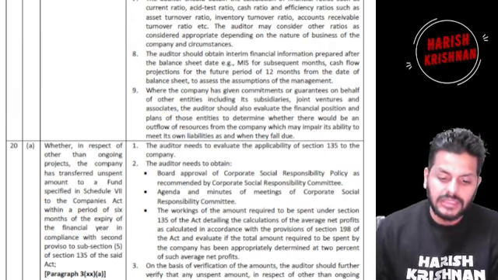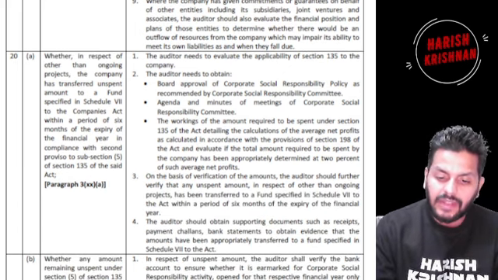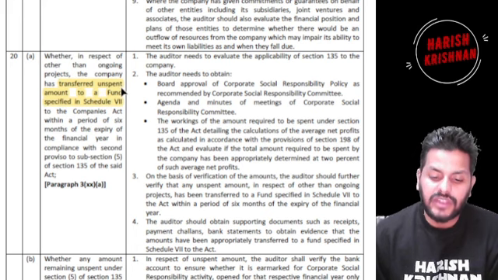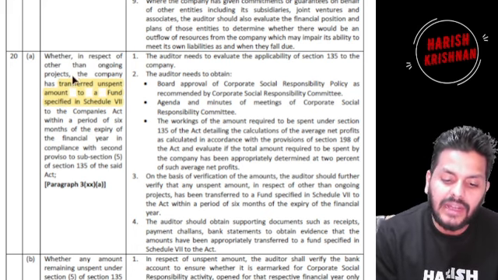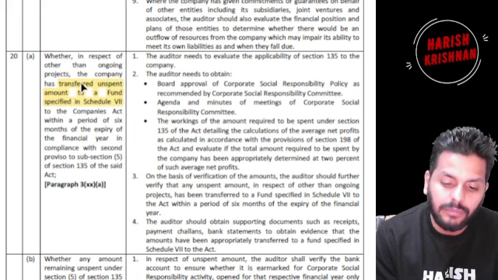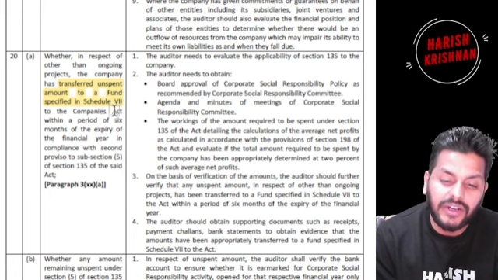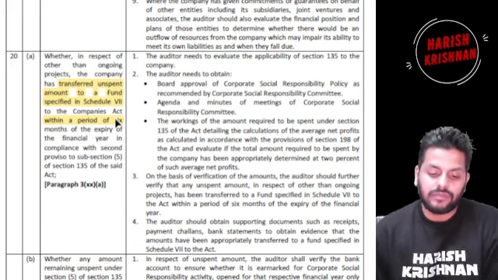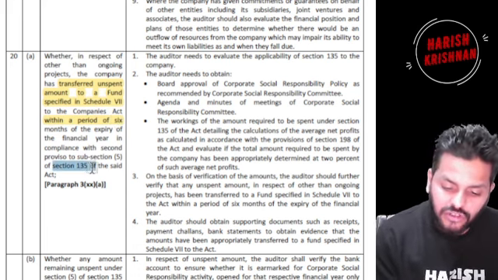Then clause number 20: whether in respect of other than ongoing projects, the company has transferred unspent amount to a fund specified in Schedule 7. This is for the CSR money. Whether in respect of other than ongoing projects, the company has transferred the unspent amount to a fund specified in Schedule 7 of the Companies Act within a period of 6 months from the expiry of the financial year in which it is supposed to comply with Section 135.